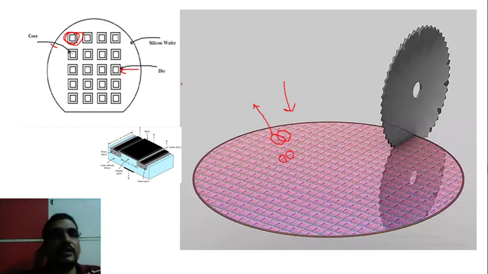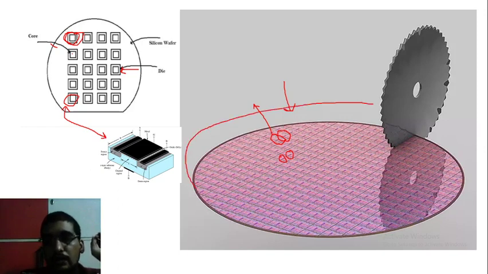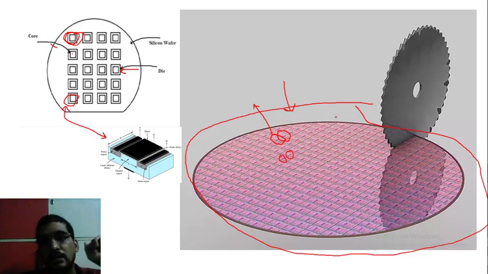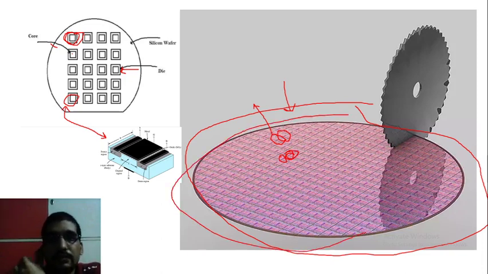And if we see inside only one core, there are a number of MOSFETs present inside it. Millions or billions of MOSFETs are there inside one core. So you can imagine how many transistors exist on this wafer. Even if one core has millions or billions of MOSFET transistors, how many transistors are there on this wafer?